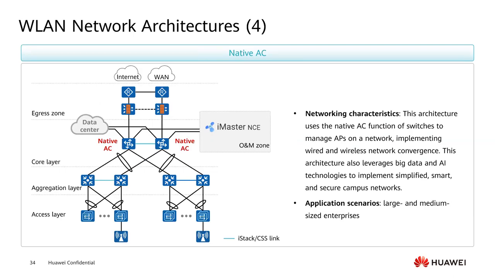And also we support the native AC. This architecture needs a switch that supports native AC, which means the switch can work as an AC. So the capacity of the AC won't be the bottleneck of the network. And also the policy of the wireless network and wired network can be converged. This is the benefit of native AC. Okay, this is all about the WLAN network architectures.